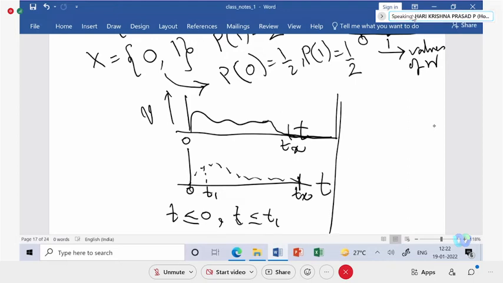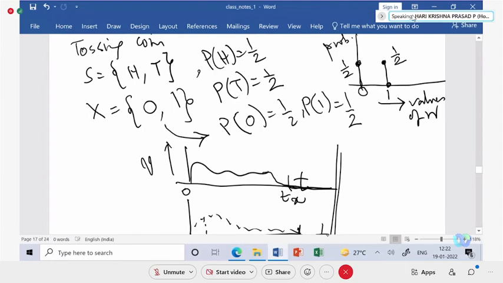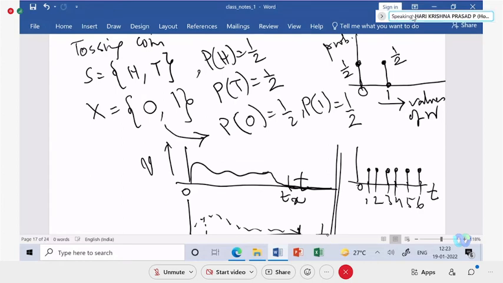The reason being, when the experiment has, say, n possible outcomes, the possible outcomes are 1, 2, 3, 4, 5, 6. Say the example could be rolling a die. Whenever I roll a die, assuming all events are equally likely, what is the probability of getting 1? 1 by 6. Probability of getting 2? 1 by 6. 3, 1 by 6. 4, 1 by 6. Probability of getting 6 is also 1 by 6.